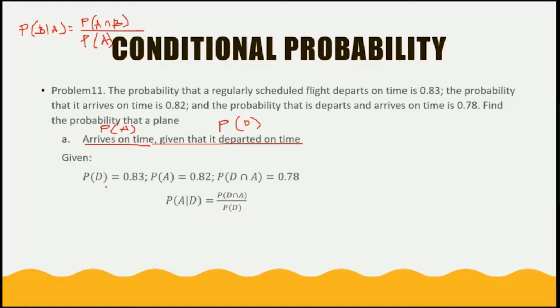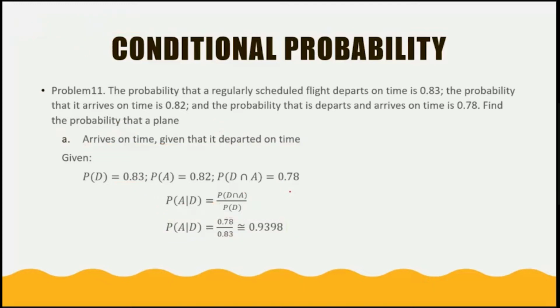Then we will substitute the values on the right side, and that would be 0.78 divided by 0.83, which is approximately equal to 0.9398. So this will be our final answer. We can conclude that the probability that the plane arrives on time given that it departed on time is 0.9398.